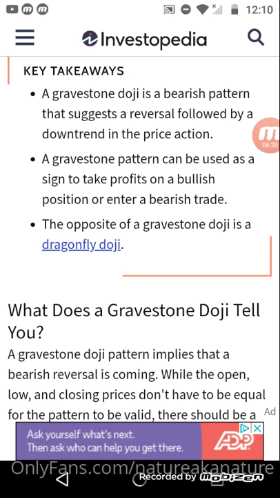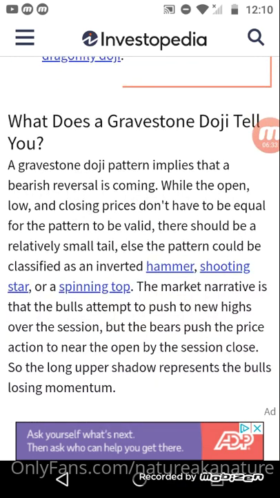What does a Gravestone Doji tell you? A Gravestone Doji pattern implies that a bearish reversal is coming, while the opening, low, and closing price don't have to be equal for the pattern to be valid. There shall be a relatively small tail, else the pattern could be classified as an inverted hammer or shooting star or spinning top. And we're going to be talking about inverted hammer, shooting star, and spinning top. These are all reversal patterns that form during the uptrend that show that price is coming in a long-term reversal pattern going back down.